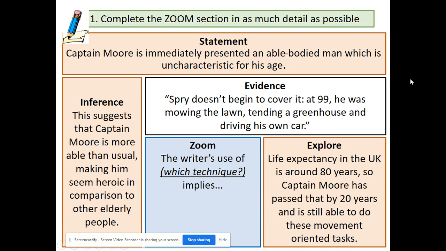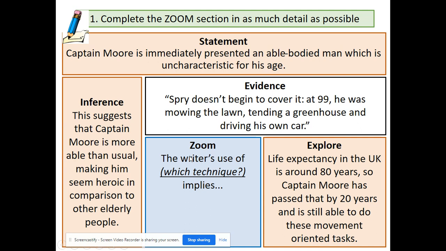So here we've got another statement. Captain Moore is immediately presented as an able-bodied man, which is uncharacteristic for his age. We've got another quotation here. Spry doesn't begin to cover it. At 99, he was mowing the lawn, tending a greenhouse, driving his own car. There is some inference. Okay, there's a bit of exploration, but the zoom is missing.